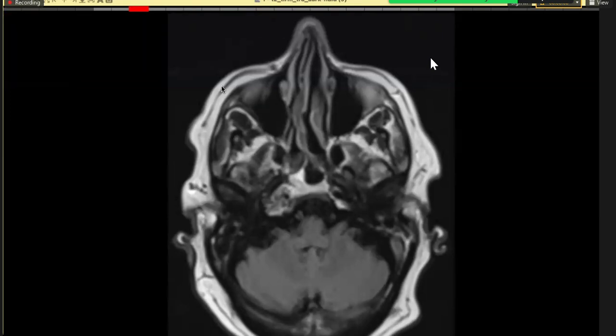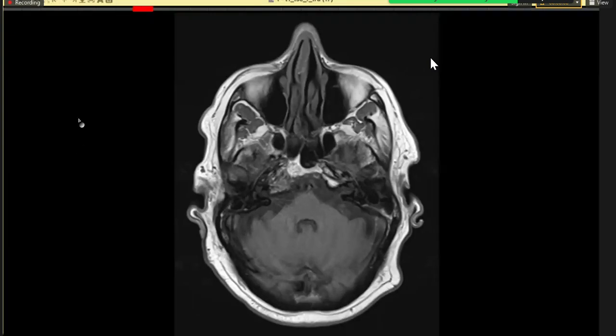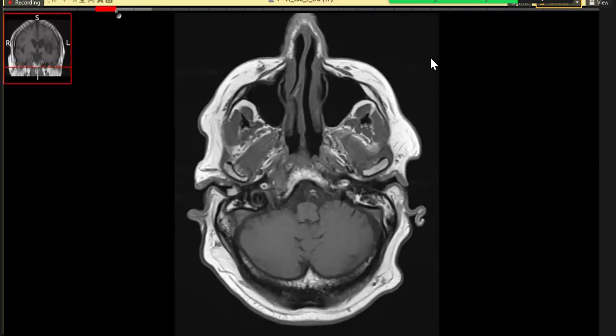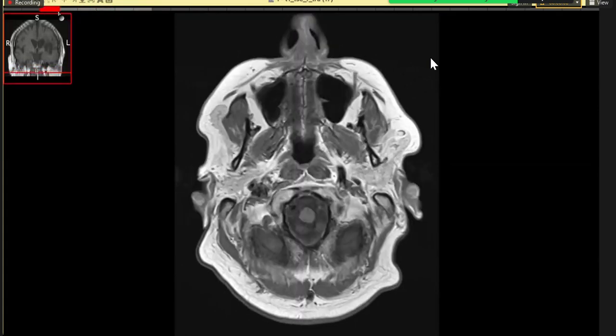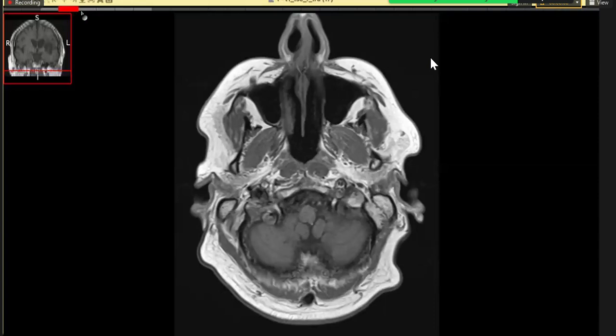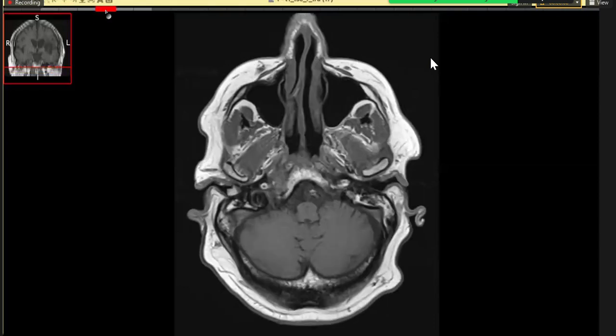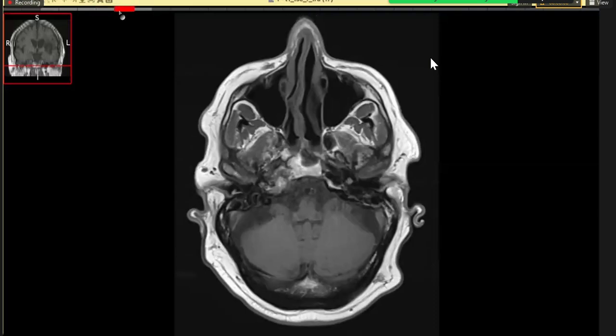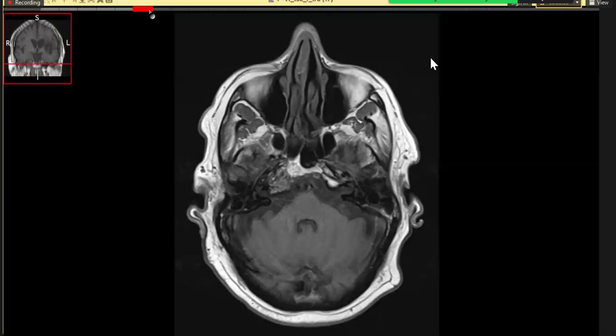So I would like to see it on the T1. Yeah, so it seems bright on T1. You can scroll it. So it's iso to high on T1. Can I have a DWI?